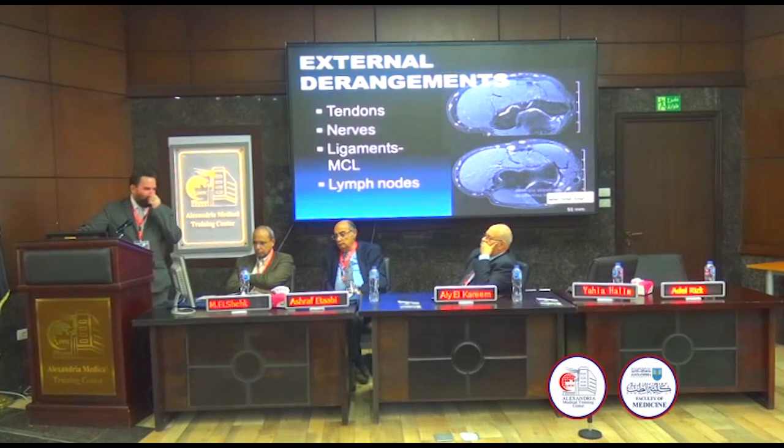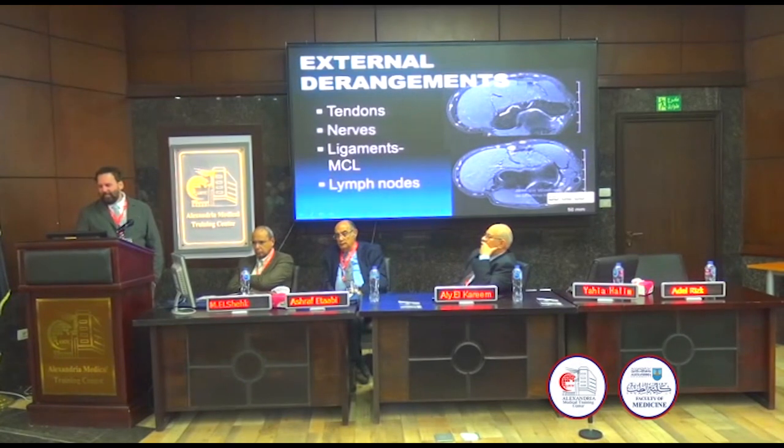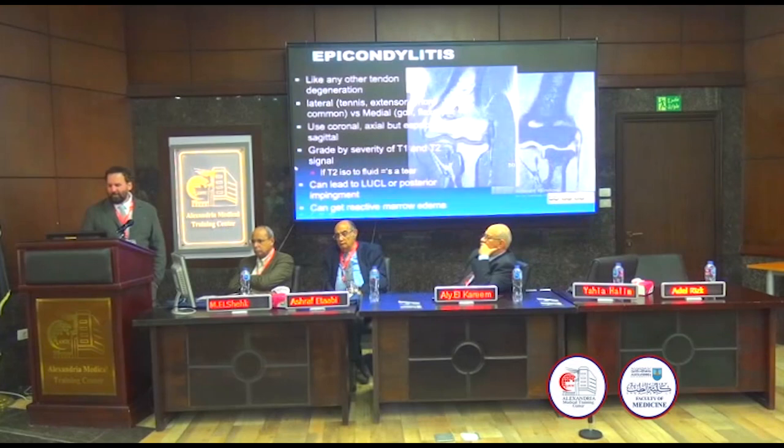Bill Morrison, who was second or third fellow, said one thing which I think is very clever: when I look at any MR, the first thing I ask is, is there a joint effusion? Because if there's a joint effusion, I go down this pathway, and if there's not, I go down that pathway. I think it's a pretty good thing to do. So if there's no joint effusion, we're going to go down the tendon, ligament pathway. And here is a normal pulmonary nerve that kind of looks like a heart.